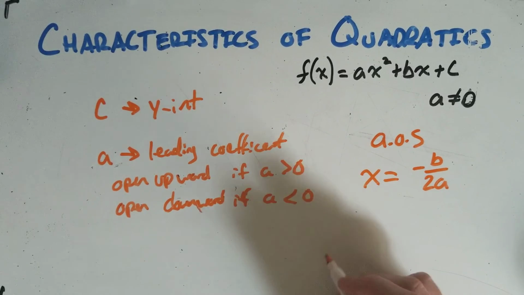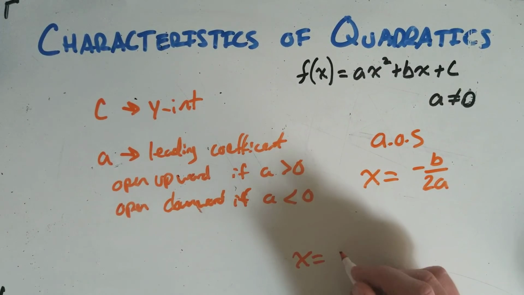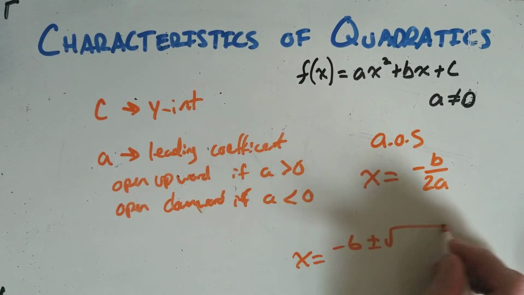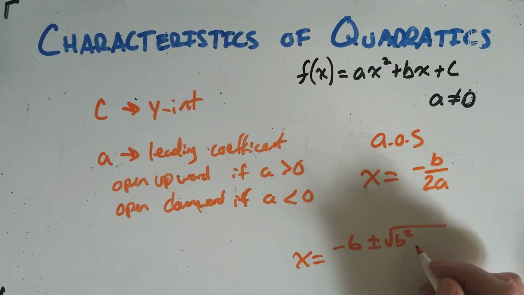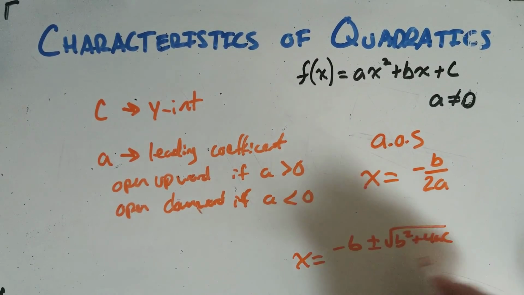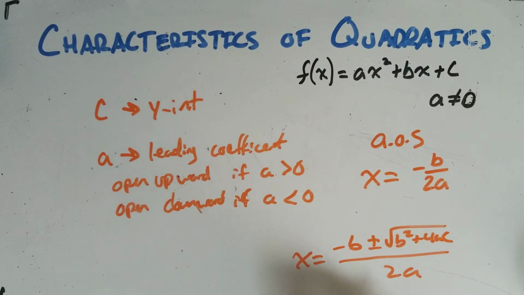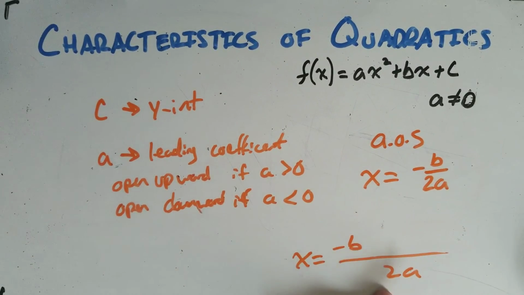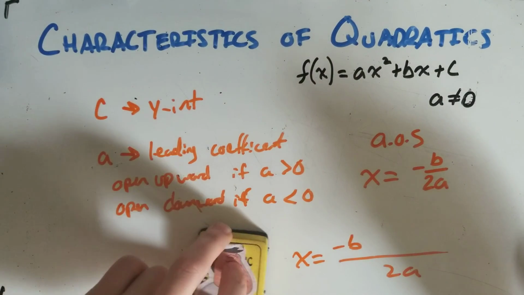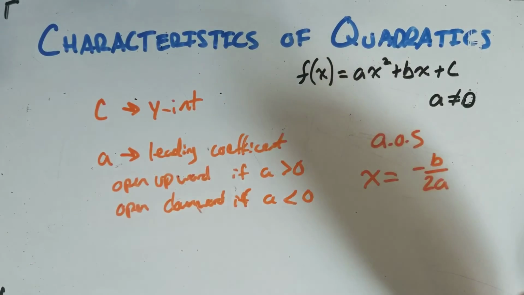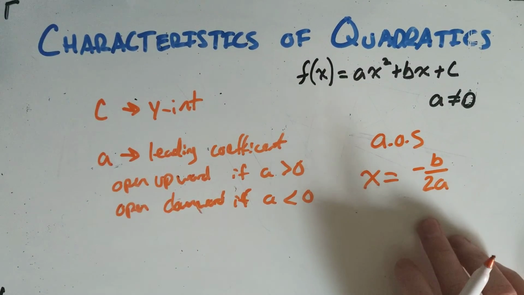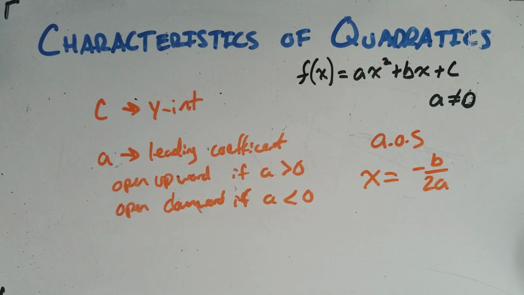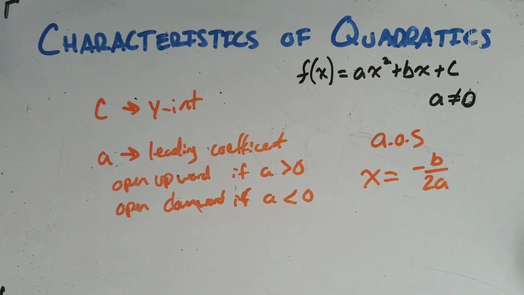And this should look kind of familiar. If you think of the quadratic formula, opposite of b plus or minus square root of b squared minus 4ac, all over 2a, it's kind of like you just took this part out to find the axis of symmetry, opposite of b over 2a. So if you know the quadratic formula, you're just taking away that radical and everything underneath to find your axis of symmetry.